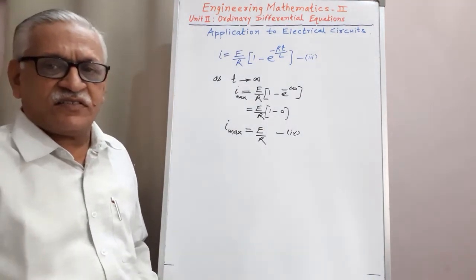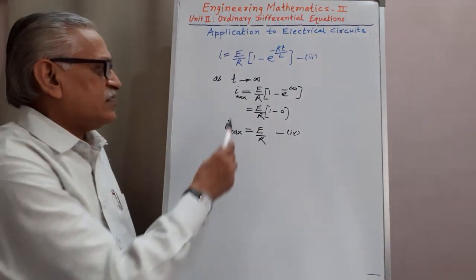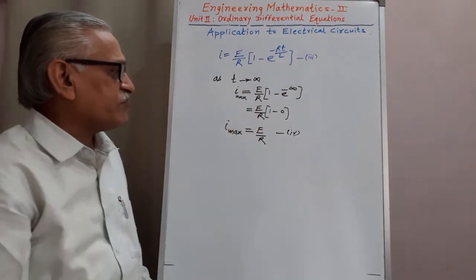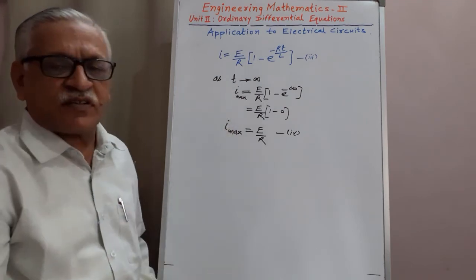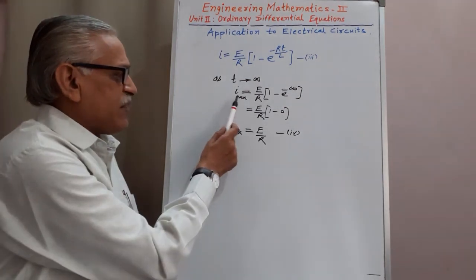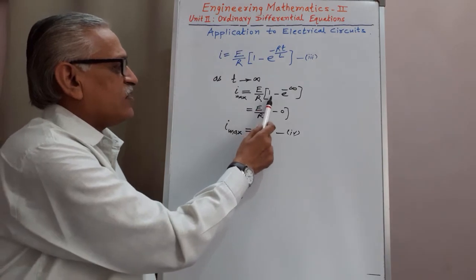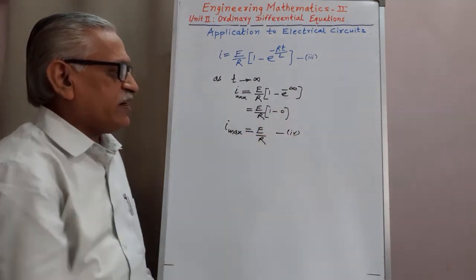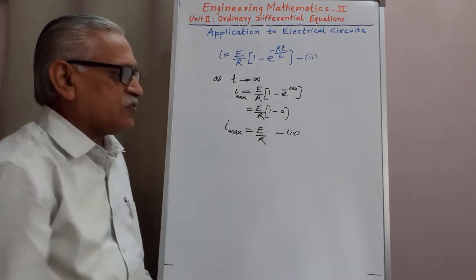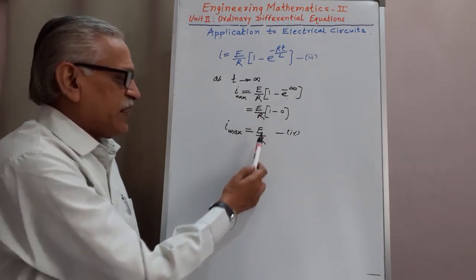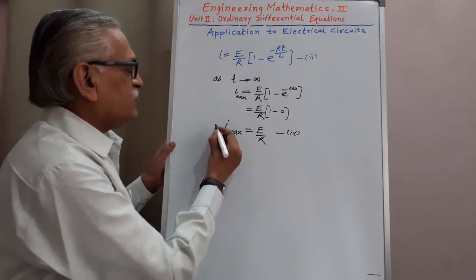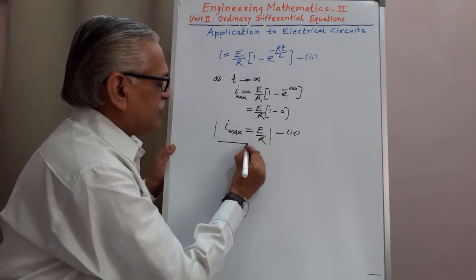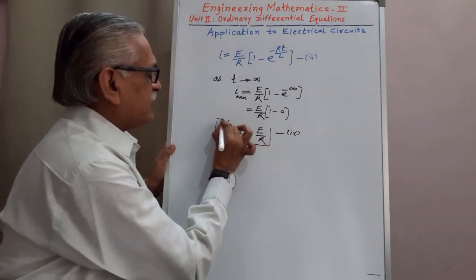As I is a function of time t, as t increases and when it reaches infinity, we get the maximum value of that current. Imax is equal to E by R into 1 minus e raised to minus infinity. We know that e raised to minus infinity is 0, therefore 1 minus 0 we get 1, into E by R, we get Imax is equal to E by R. This is the maximum value of the current through that circuit.